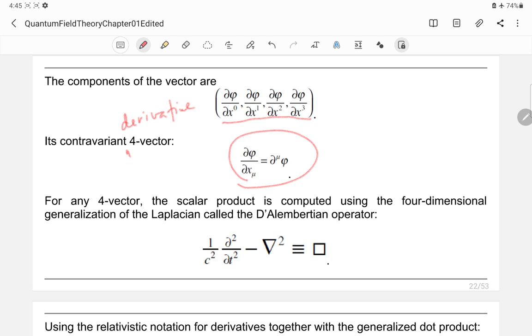For any 4-vector, the scalar product is computed using the four-dimensional generalization of the Laplacian called the D'Alembert operator. And this is just that. Yes, this one. It's not that, I mean, that's wrong. This is just this square.